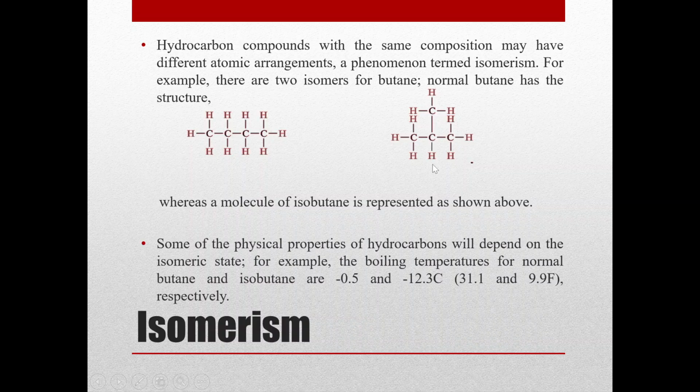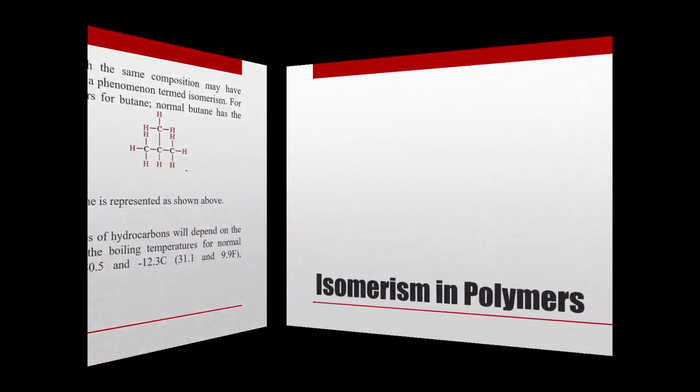So, some of the physical properties of the hydrocarbons will depend on the isomeric state. For example, the boiling temperature for normal butane and isobutane is as shown. For the normal one, it is minus 0.5, and for isobutane, the isomer of it, one finds that it has gone still lower, that is minus 12.3 Celsius. So normal butane has a higher boiling point as compared to its isomer, isobutane. So we can see how the properties change.